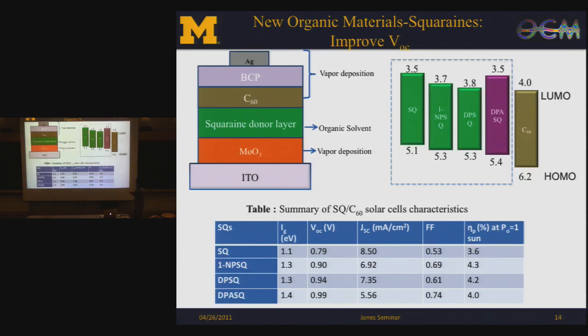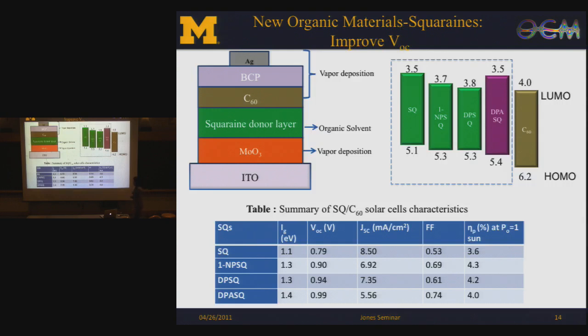Because we have strong electron withdrawing groups attached to the parent squaraine backbone, we can tune the energy level of the donors and make the energy offset between the donor and acceptor more favorable for exciton dissociation. It also increases the interfacial gap between the donor and acceptor. In this way, we can improve the open circuit voltage. It improves from 0.79 volts to 0.99 volts, which is close to 1 volt.